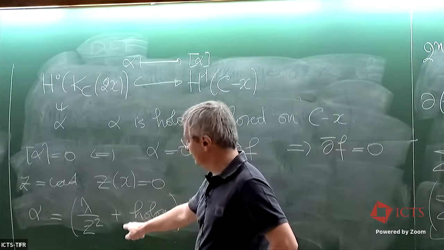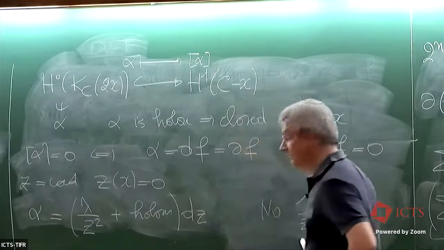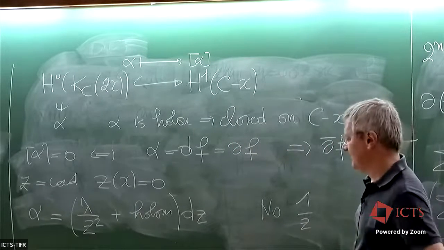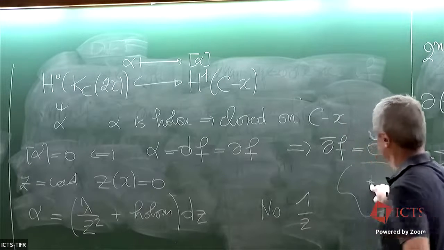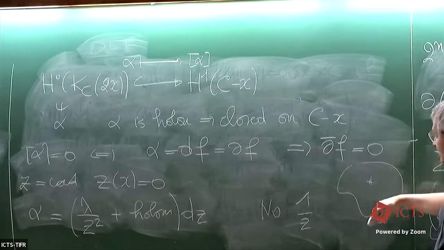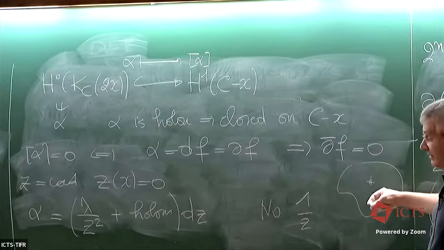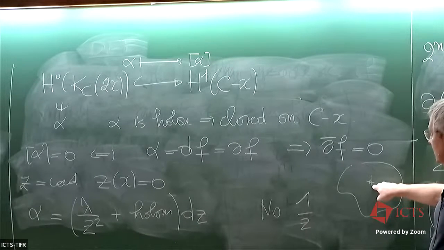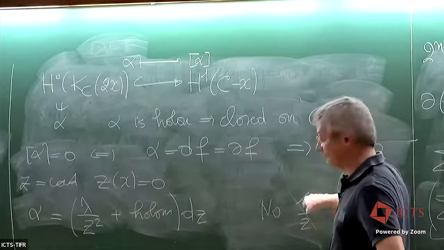There cannot be a term in 1 over Z because of the residue theorem, since we have our curve and we have only one point. By the residue theorem, the sum of the residues of a form on the whole curve is 0. So if there is only one pole, it means that the residue there is 0, which means that there is no term with this coefficient. The coefficient of this is 0.